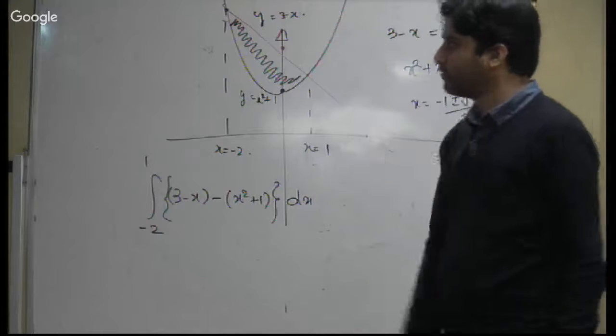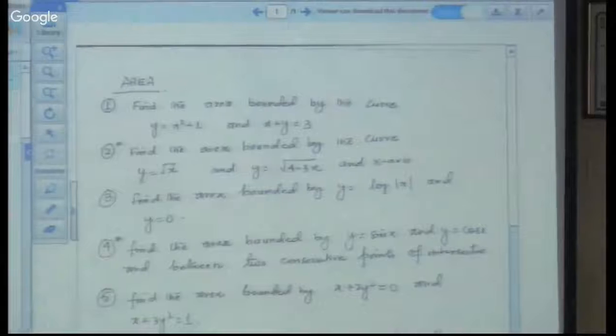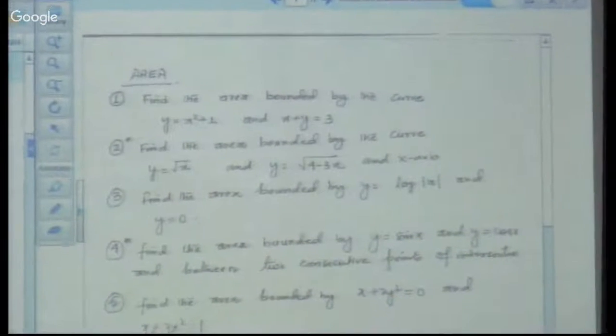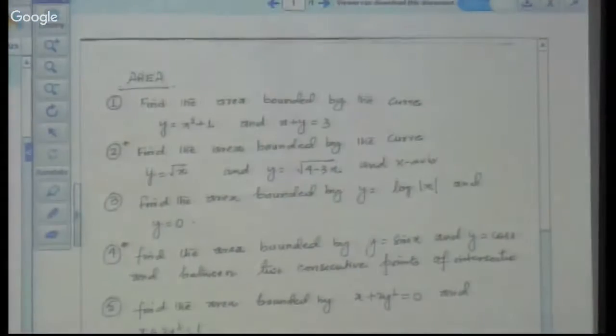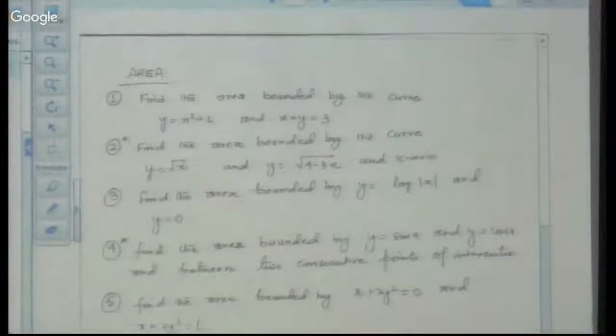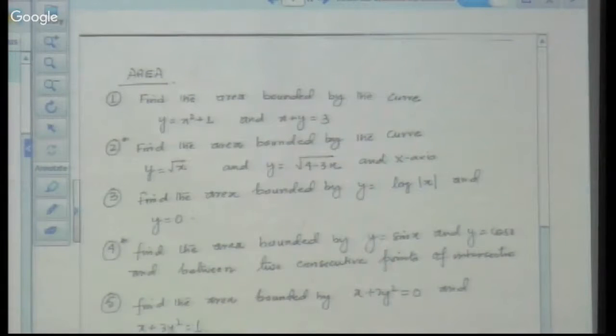Go for the second question. Find the area. It's an IIT JEE question also. Find the area bounded by the curve y is equal to root x and y is equal to under root 4 minus 3x. Since the moment after 2007, 2006, we have shifted to the objective part more, there are very reduced number of questions from area. There's hardly any questions from area. Okay. And we have already finished definite integration, so there won't be an issue. So, solve question number 2.